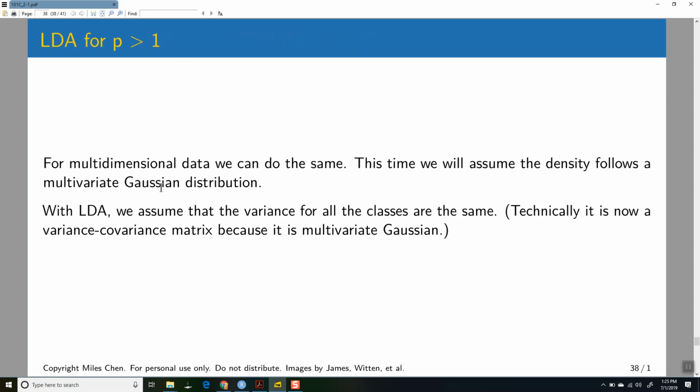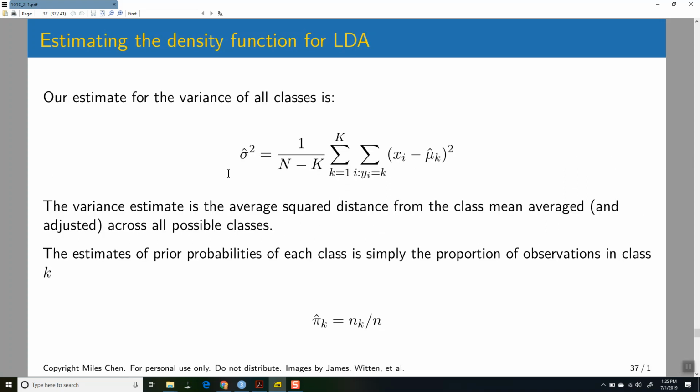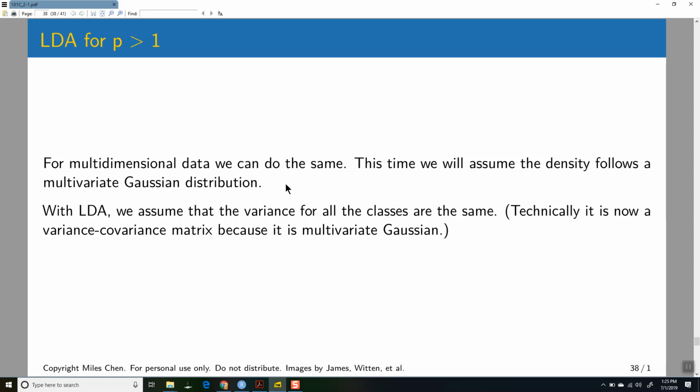If you have multi-dimensional data, it's the same idea, except now we have a multivariate Gaussian, right? Have you guys covered the multivariate Gaussian somewhere? Okay, anybody not do the multivariate Gaussian?